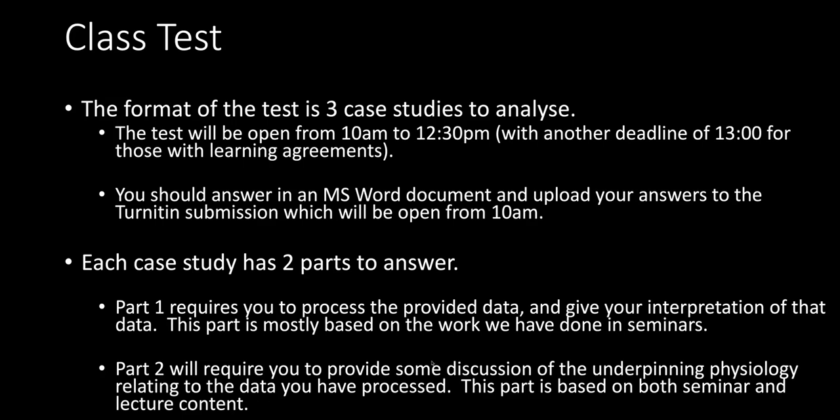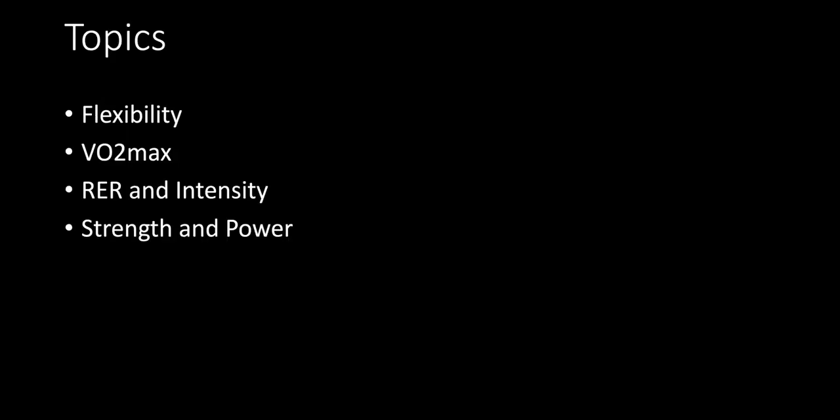So equal weighting, 800 words per case study, approximately 400 words for part 1 and part 2. Also, it's worth quickly going over which topics you should consider might be case studies. I said earlier, the topics are all picked from the seminar work that we've done. So that will include flexibility. It doesn't include hematocrit and blood analysis, but it does include VO2 max. It does include data on RER and intensity, and it does include the most recent stuff on strength and power.